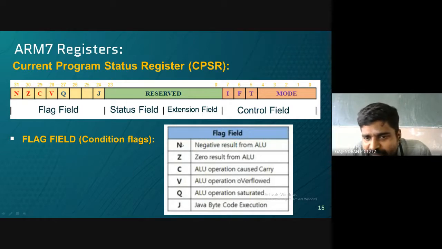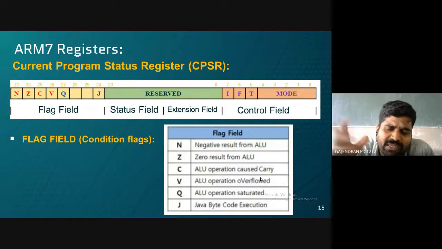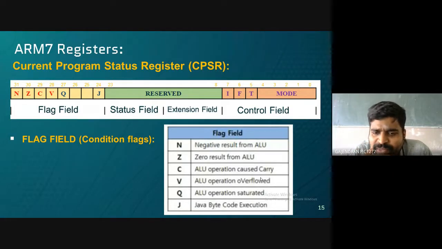N represents the negative result of your ALU operation. Z represents a zero result from the ALU, from any arithmetic functions. Okay. Then carry. Then overflow. When will overflow occur? Any idea?